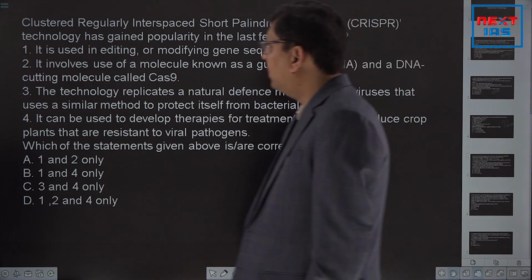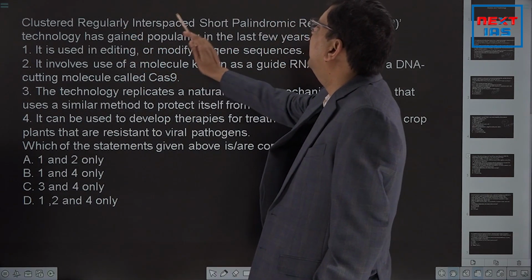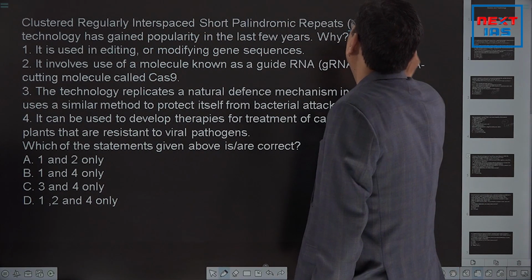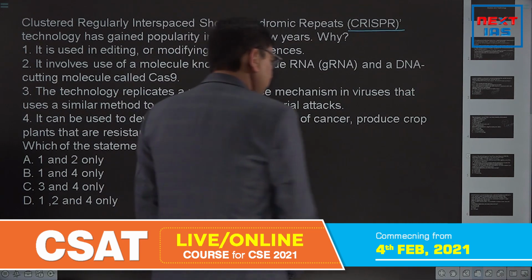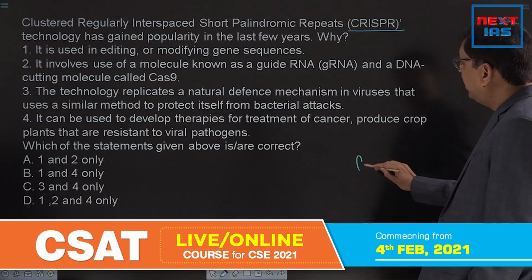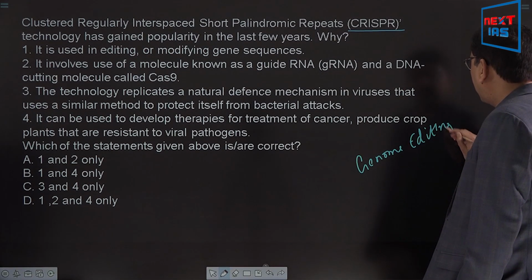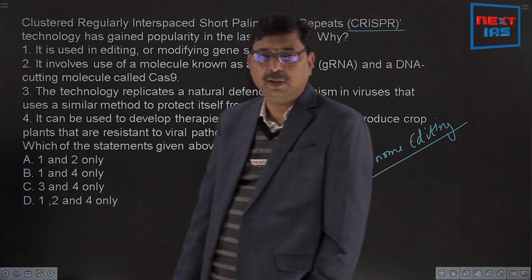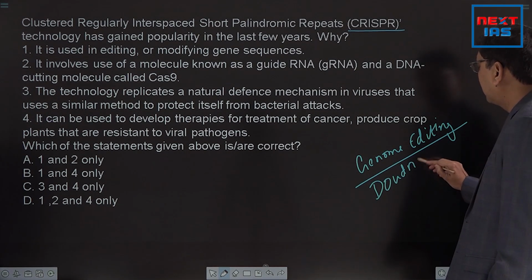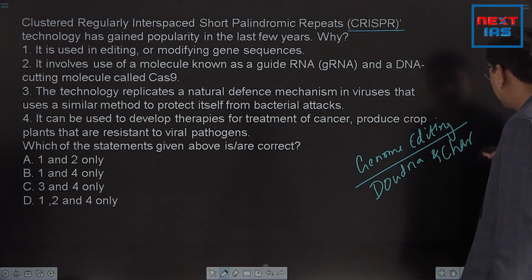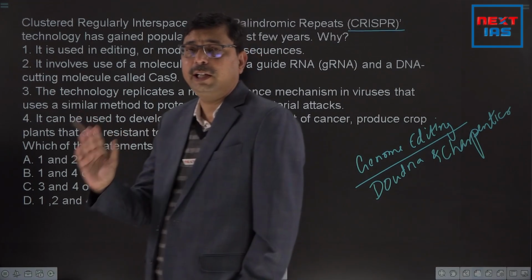Okay, next question is CRISPR, that is clustered regularly interspaced short palindromic repeats. CRISPR is actually a tool for genome editing. And this year's Nobel Prize has been given to Doudna and Charpentier. To whom? For what? For CRISPR.